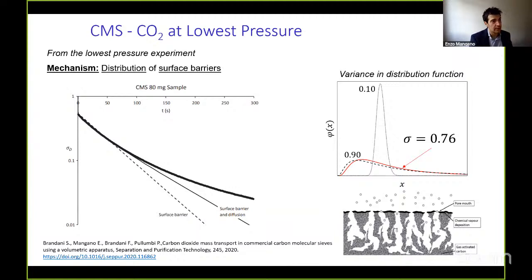But what I want to show here is the advantage of plotting the reduced pressure instead of the fractional uptake. In the fractional uptake, your plot goes from 0 to 1, and all the information that you see here, which is very well highlighted in the long time region, will be lost in the approach to the plateau. So you probably won't be able to see the effects of the multiple surface barriers that you see instead by plotting the reduced pressure.